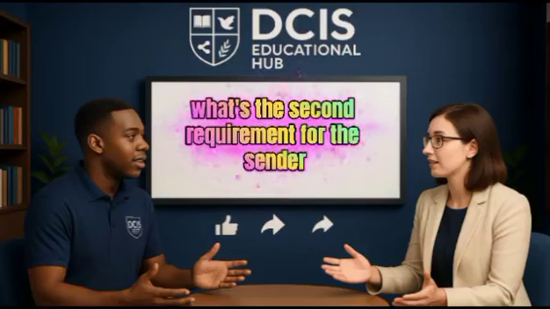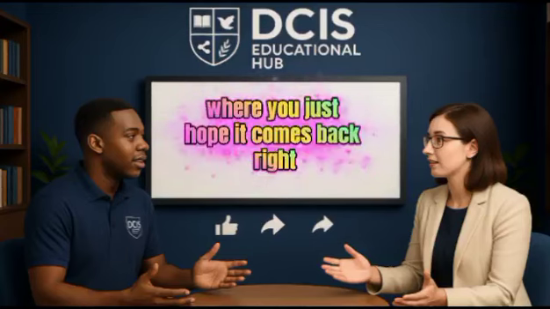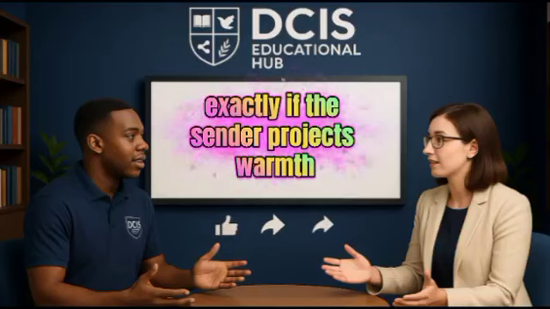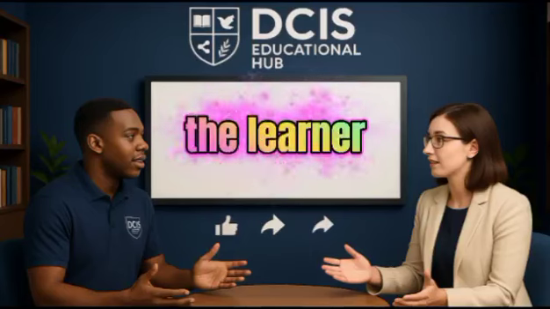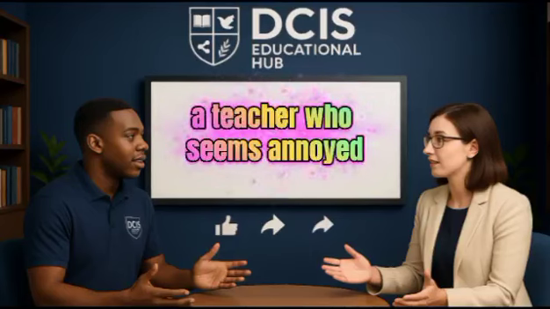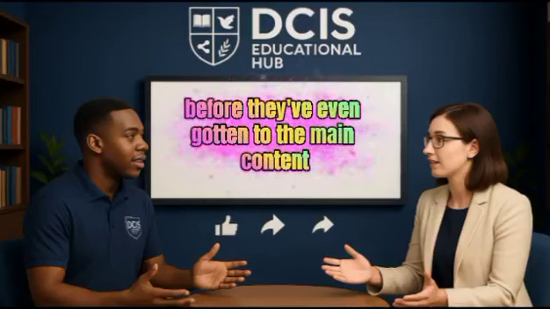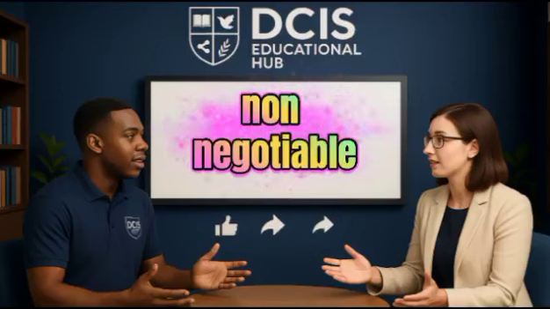Makes sense. What's the second requirement for the sender? The second is that the sender must actively secure feedback. It's not a passive thing where you just hope it comes back. Right, you have to seek it out. You have to build mechanisms for it. And, equally important, be deeply mindful of their own attitude. Attitude? You mean like being friendly? Exactly. If the sender projects warmth, friendliness, approachability, it inherently helps motivate the receiver, the learner. And the opposite is true too, I guess. Absolutely. A teacher who seems annoyed or maybe rushed or just aloof, they're instantly introducing psychological noise into the system before they've even gotten to the main content. So clarity and approachability, those are baseline requirements for the sender. Non-negotiable. You could say that, yeah.